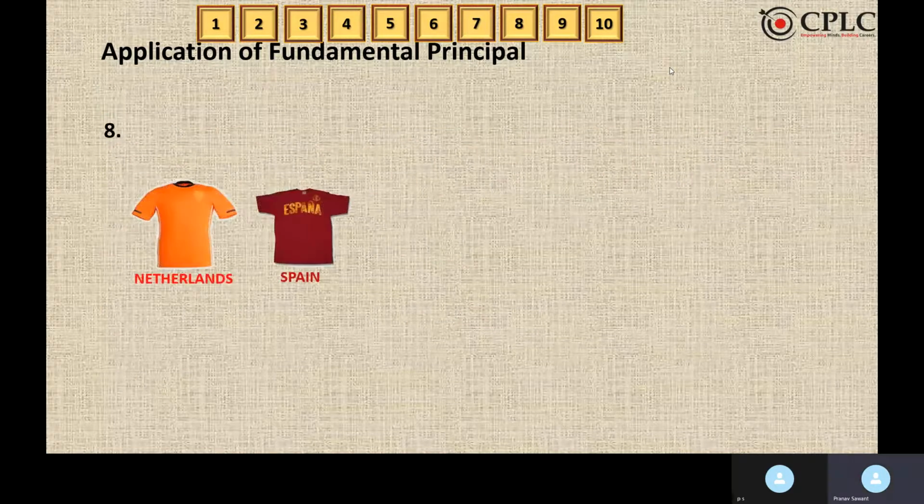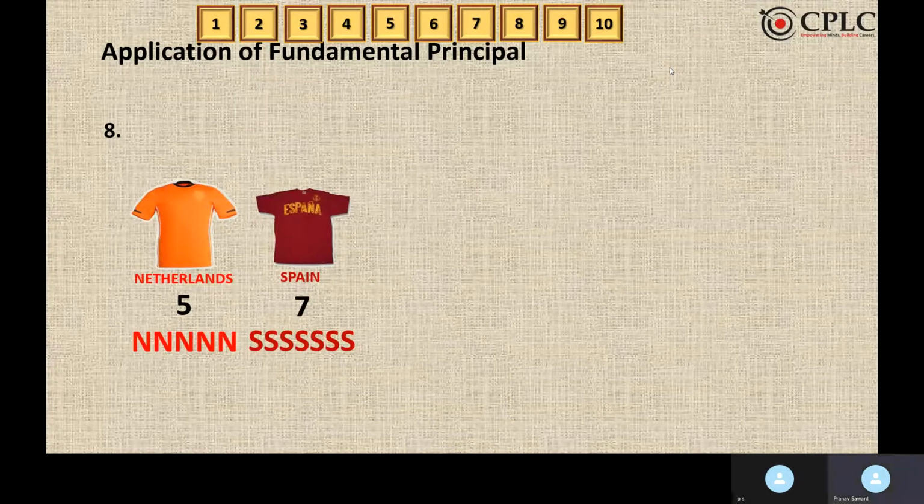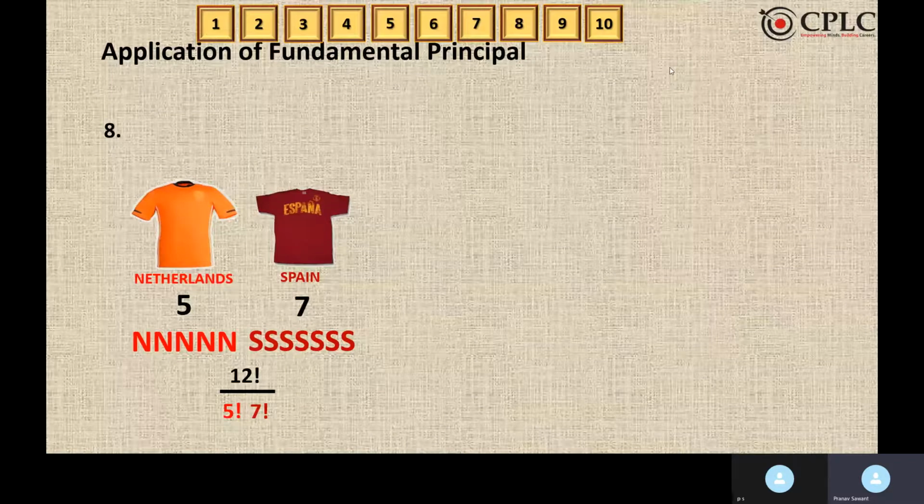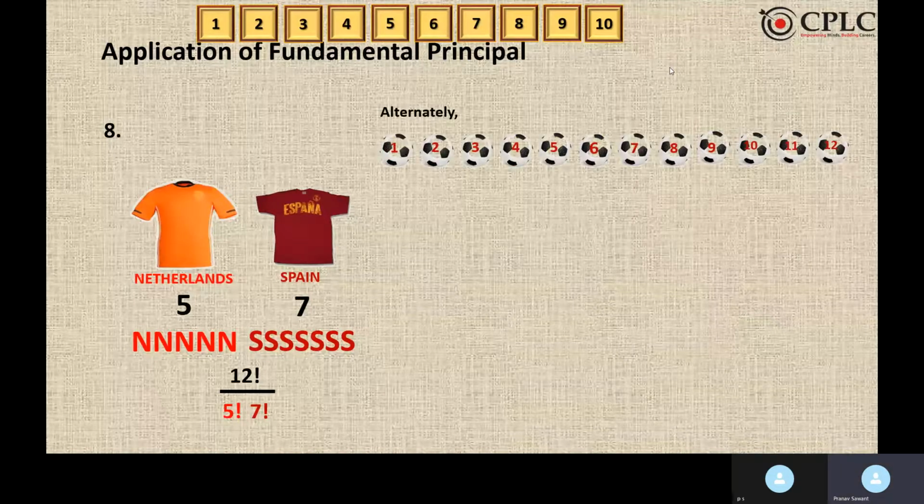Now, there are two teams, Netherlands and Spain. Score is 5 for Netherlands and 7 for Spain. So let us assume that we have 5 N's and 7 S's. According to the concept which we have done, we'll make use of the same concept over here. There are 12 letters, so 12 factorial upon 5 factorial for the 5 repeated N's, and 7 factorial for the 7 repeated S's. So 12 factorial upon 5 factorial into 7 factorial is the final answer.